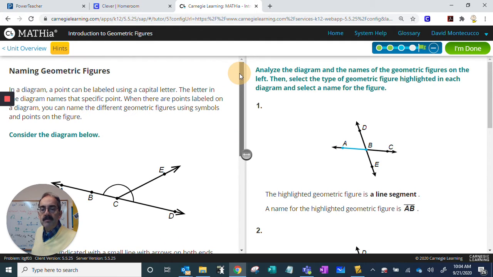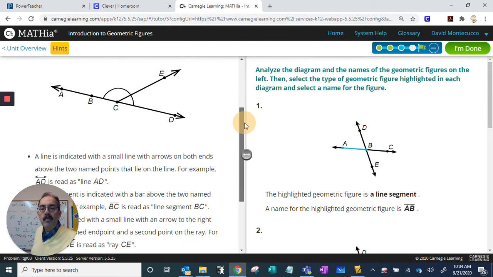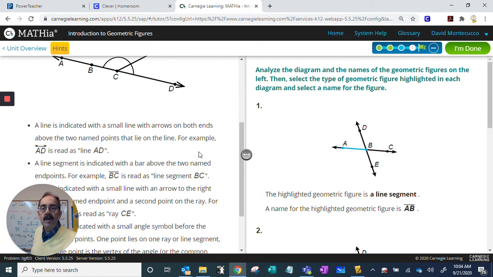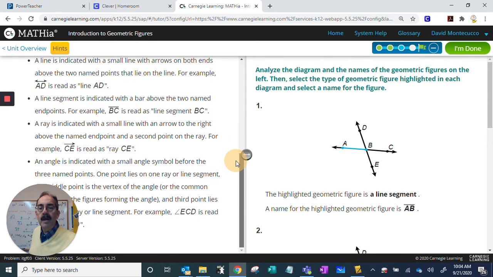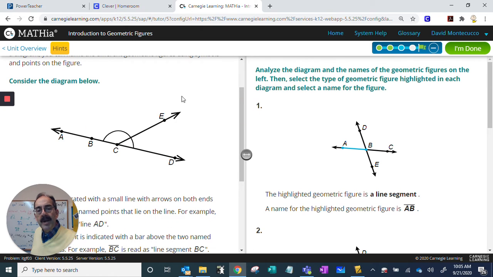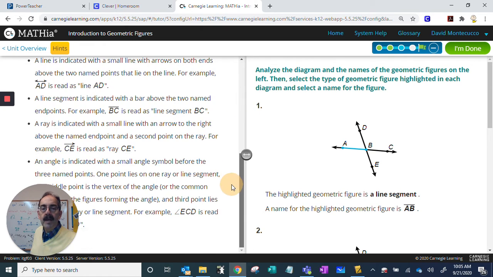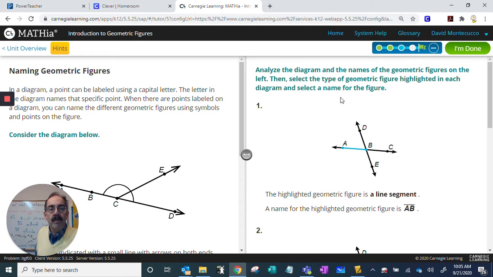Because this is where you're going to learn about that notation, where they talk about line AD, with arrows on each end, where they talk about a segment BC, it can be BC, CB, right? A segment, no dots, no arrows, right? A ray, CE, the ray CE, okay? Now, as we go through these problems, you just click and find the answers.